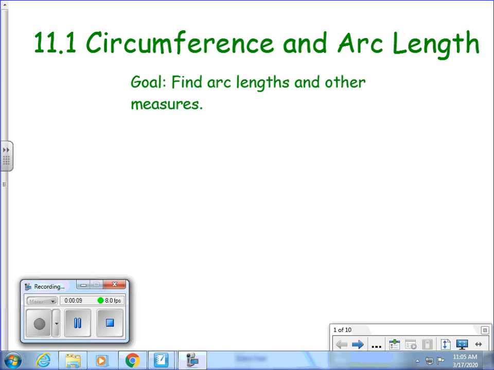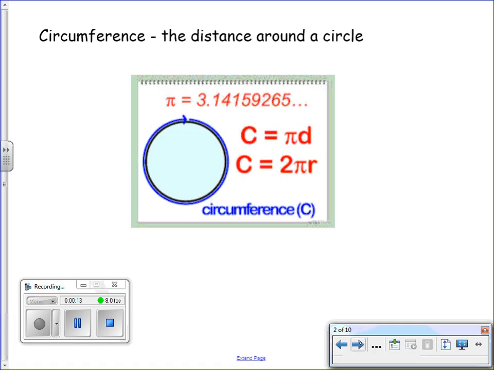And our goal today is to find arc length and other measures. We're going to start with circumference. Circumference is the distance around a circle. There are two equations we're going to focus on today. The first one with circumference is that circumference is equal to pi times diameter. And the second one is circumference is equal to 2 times pi times the radius.